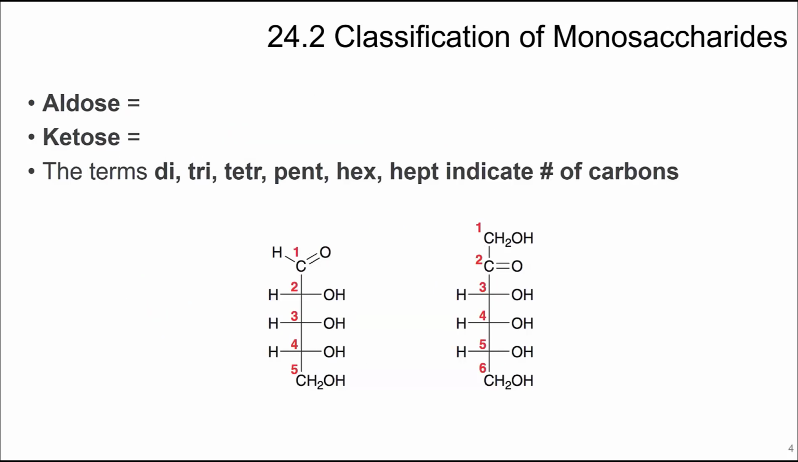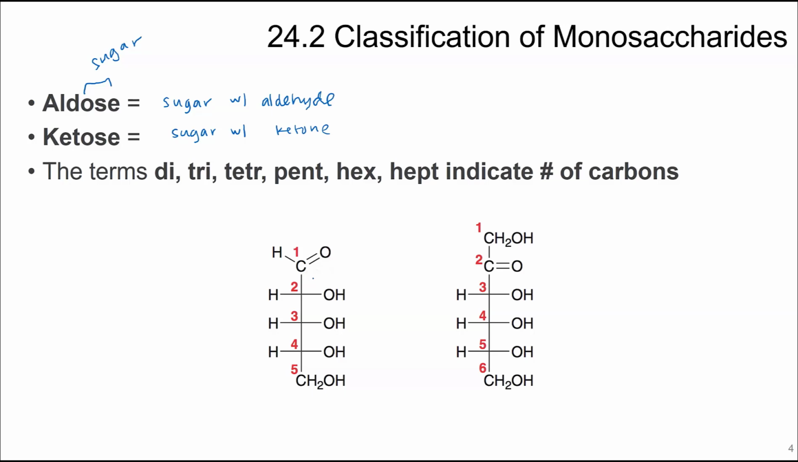An aldose is a sugar that contains an aldehyde group, which is why it has the prefix aldo. And that ose ending is what we use for sugars. And a ketose is a sugar that has a ketone group. The terms di, tri, tetra, pent, hex, hept indicate the number of carbons. So this is how we can classify monosaccharides, by the functional group and the number of carbons.